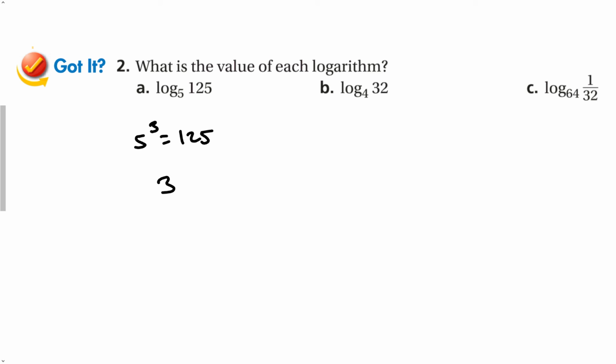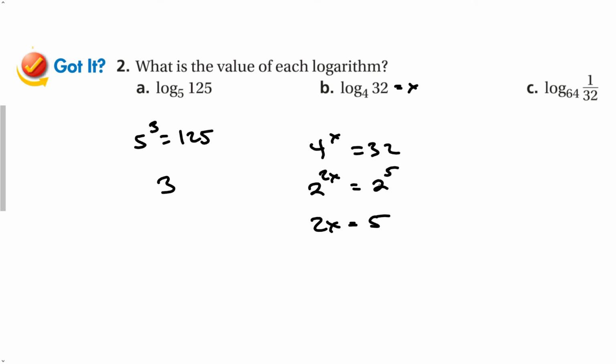Unfortunately, let's just set this equal to x. 4 to some power is equal to 32. 4 to the 1st power is 4. 4 squared is 16. 4 to the 3rd is 64. So it doesn't work out perfectly. But again, I can turn this into powers of 2. And so 2x would be equal to 5. Right? That is a property. If the bases are the same, the exponents must be equal to each other.